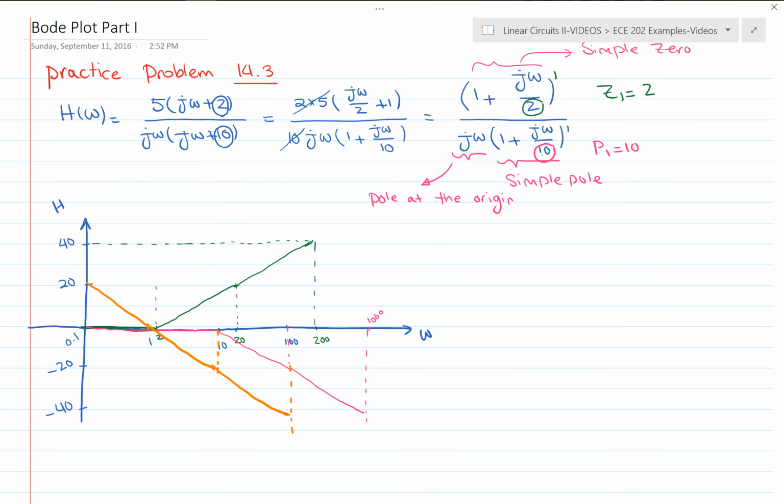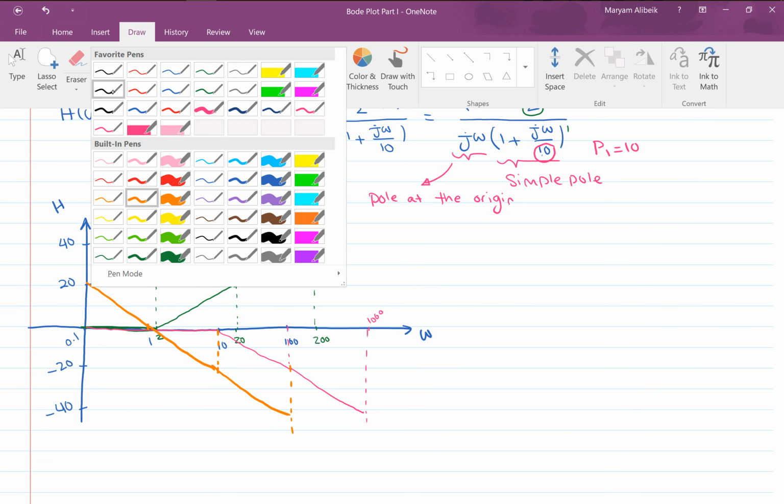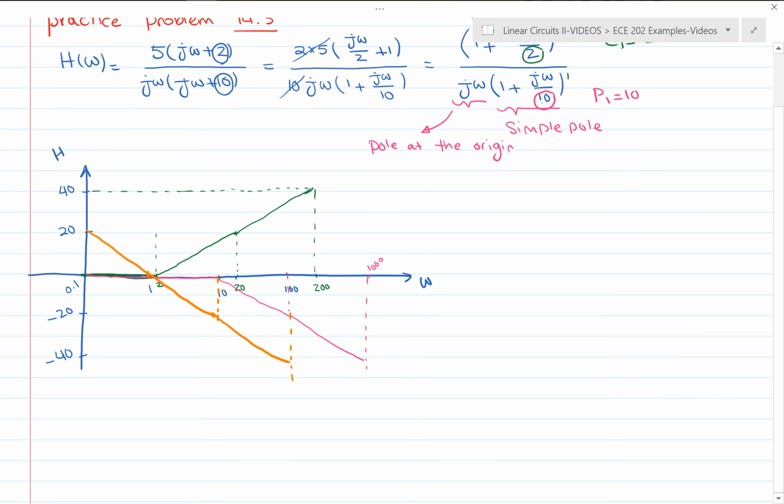So we have 1 plus j omega over 2, which is the green one. We have 1 over 1 plus j omega over 10, which is the pink one, right? And then we have 1 over j omega, which is the orange one. So now we can go ahead and add these graphs graphically. You haven't seen this part before because the previous ones were the things that I just talked about. All right, so let's add them graphically.